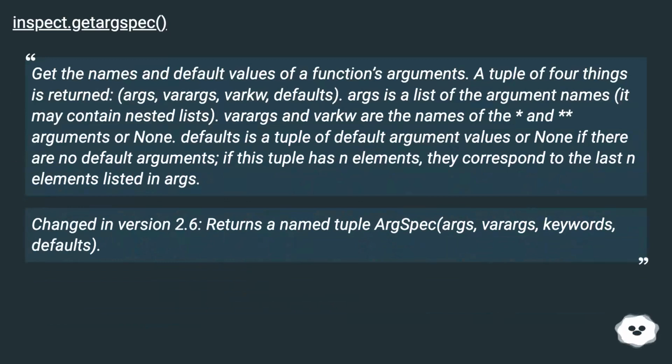inspect.getargspec gets the names and default values of a function's arguments. A tuple of 4 things is returned: args, varargs, varkw, defaults. Args is a list of the argument names. It may contain nested lists. Varargs and varkw are the names of the * and ** arguments or None. Defaults is a tuple of default argument values or None if there are no default arguments. If this tuple has n elements, they correspond to the last n elements listed in args. Changed in version 2.6: returns a named tuple ArgSpec(args, varargs, keywords, defaults).